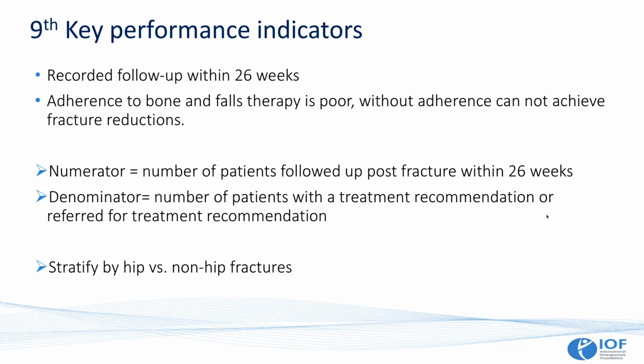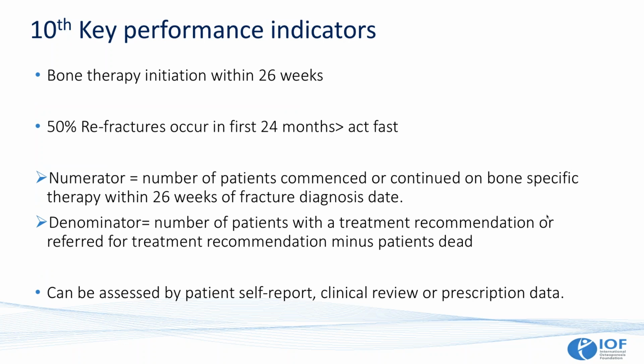And maybe here you want to stratify by fracture type rather than age, as there may be differences in how hip fracture patients are followed up versus non-hip fracture patients. The penultimate key performance indicator is bone therapy initiation. Again, refractures happen fast. We need to start bone therapy fast. So at least within 6 months of the first index fracture, patients should have started or still be continuing bone-specific therapy.